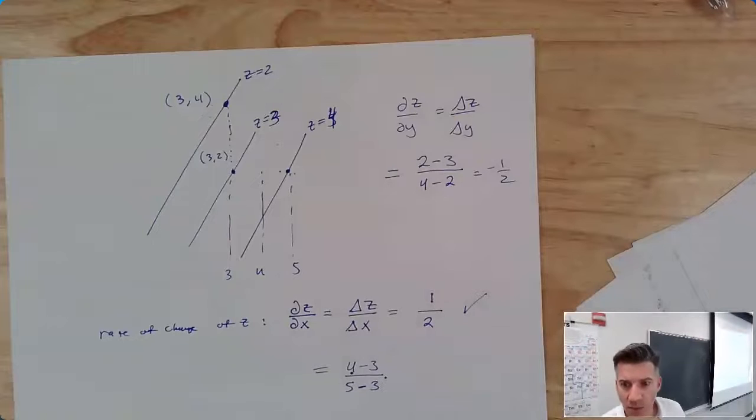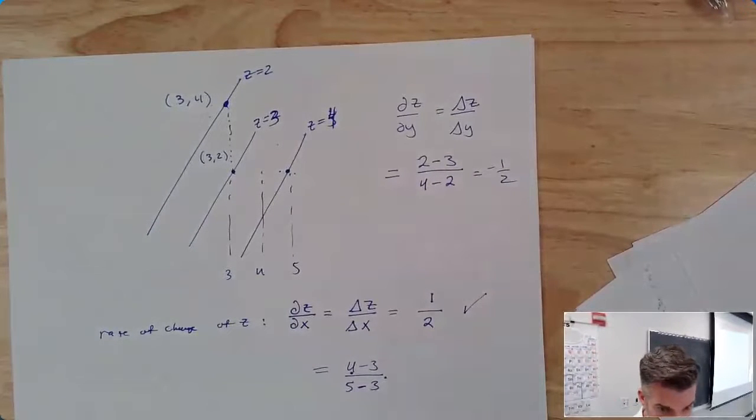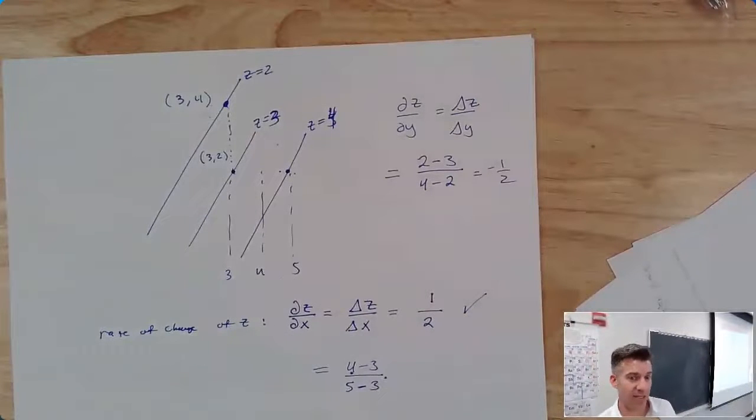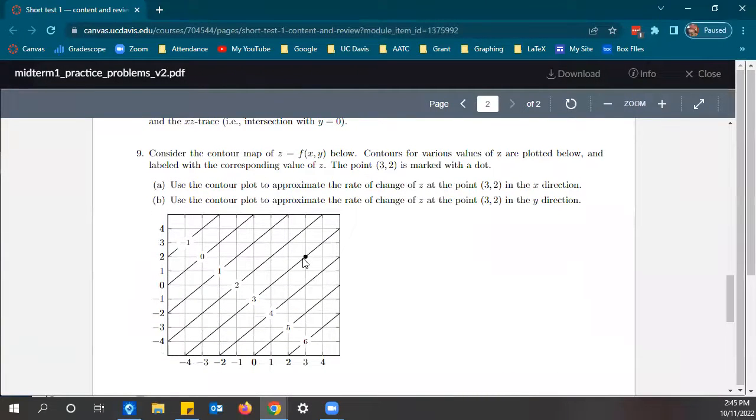Someone asked, so when we get a question like this, what should we start to look for? The previous question said specifically, approximate the rate of change of z at the point in the x direction. Look at that point. You should move in the appropriate direction. If it's the x direction, move to the right, until you find the next level curve. So I started here and I went over to the right, I'm going to hit that next level curve there. My z's increased.